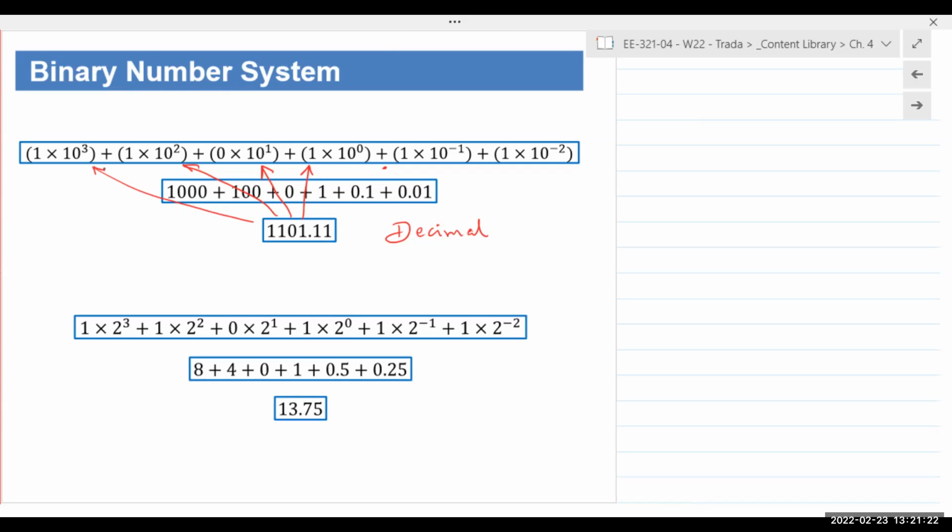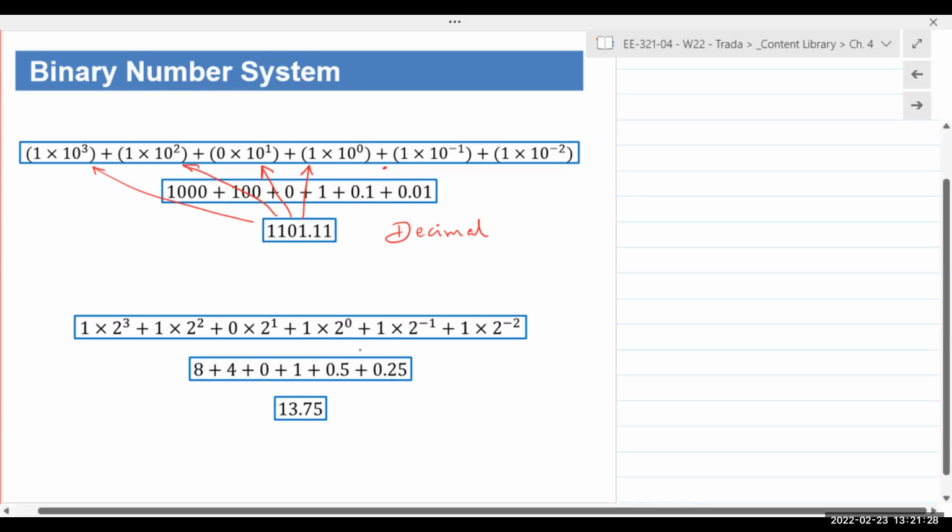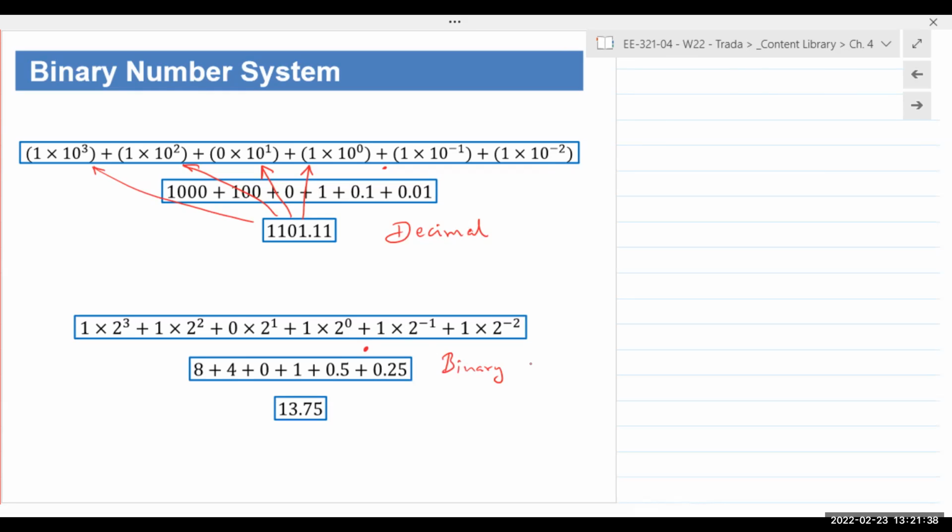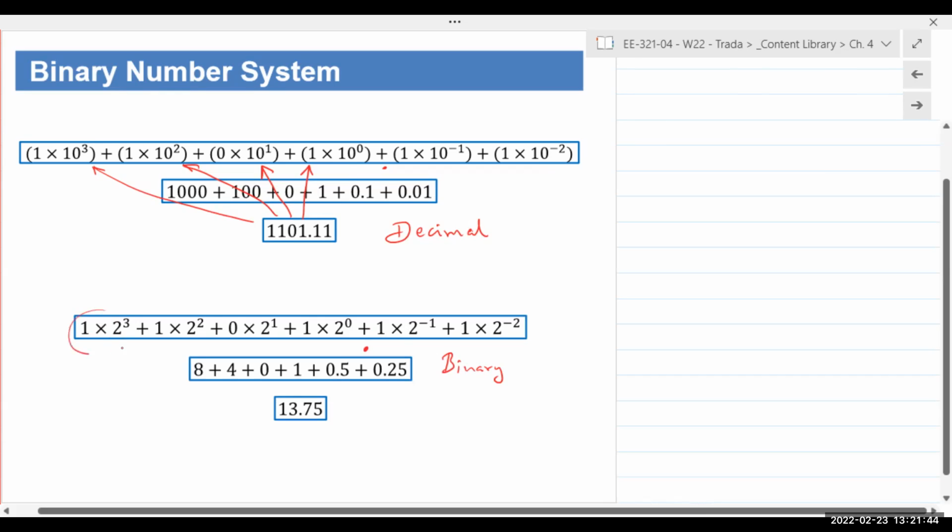1101.11 in binary, base 2, meaning the decimal point is right here. So to the left, we have 2 raised to 0, 2 raised to 1, 2 raised to 2, 2 raised to 3, so on and so forth. To the right, you have 2 raised to minus 1, 2 raised to minus 2, so on and so forth. So you get 1 into 2 raised to 3, which is 8. 8 plus 4 plus 0 plus 1 gives us 13.